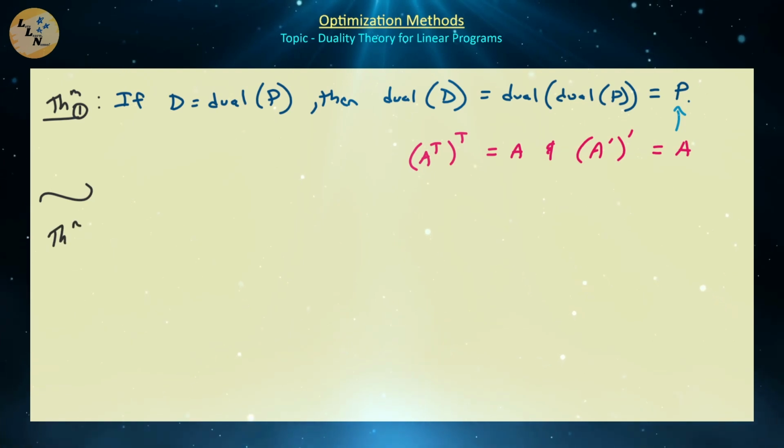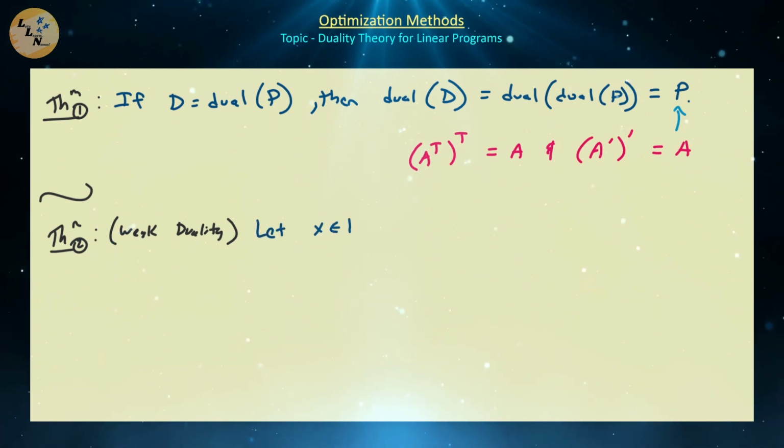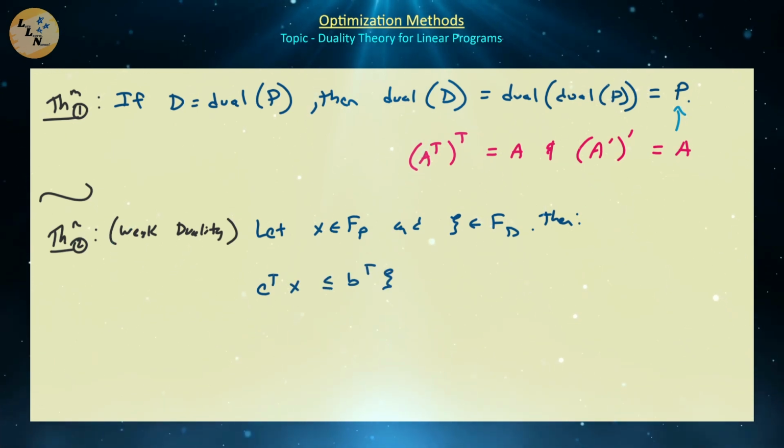Now this next theorem is going to be of importance to us, and it's called the weak duality theorem. Yes, there's going to be a strong duality theorem as well. First, let x belong to the feasible region of the primal program, and let psi be an element of the feasible region for the dual program. Then the following inequality always holds: c transpose x is always less than or equal to b transpose psi. That's always going to be the case.